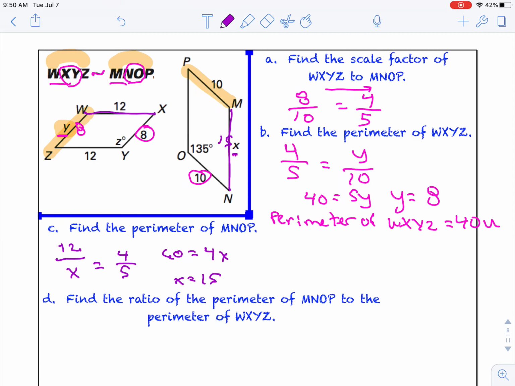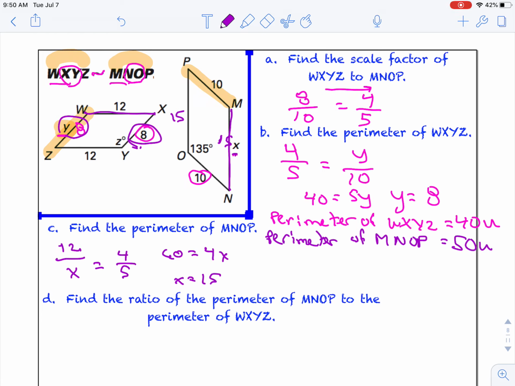So this is 15, and we could probably just use common sense. Since these two are the same and these two are the same right here, then the corresponding sides would also have to be the same. So the perimeter of MNOP is equal to 50 units when we add all those together.